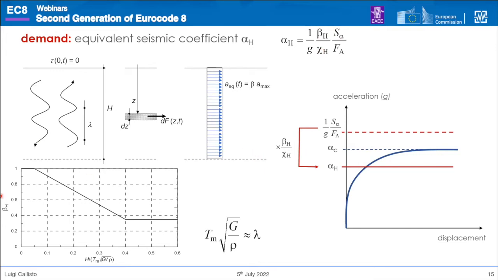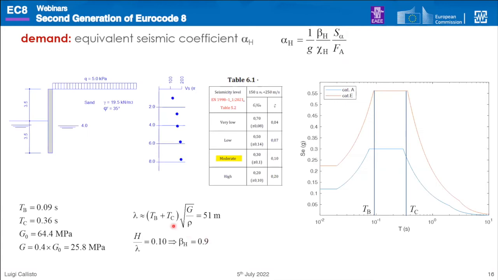Now, beta is really related to the ratio of the height of our system to a representative value of the wavelength of the seismic motion, the wavelength of seismic motion being evaluated by this expression where Tm is the mean quadratic period of the earthquake, of the seismic action. Eurocode, as you have seen, allows us to calculate Tm as the sum of the coordinate periods.